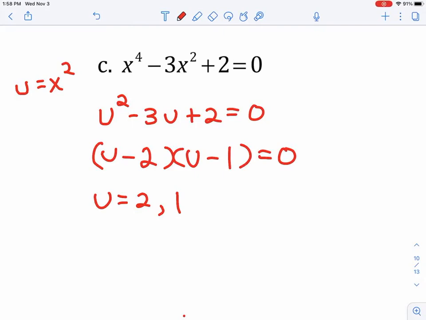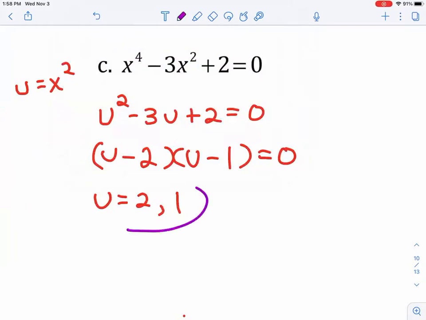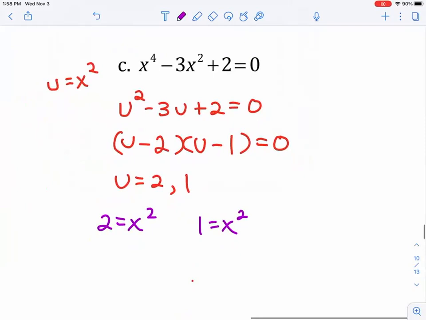But I'm not done yet, because the question didn't ask me to solve for u, it asked me to solve for x. So I now have to go back and substitute those in again to solve for x. I'm going to get 2 equations. I'm going to get 2 equals x squared, which I then could solve for x. And the second equation would be 1 equals x squared.